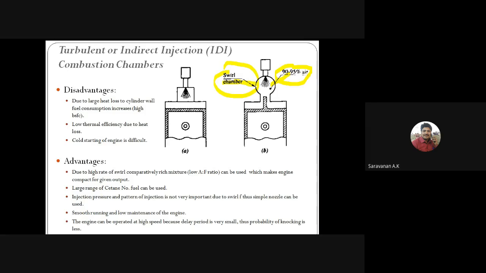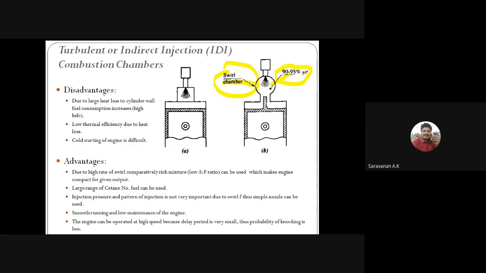During the compression stroke, most of the air from the main chamber enters the pre-chamber, where a high rate of swirl is produced. Then the fuel is injected in the pre-combustion chamber, and the ignition and the bulk of the combustion take place there itself.